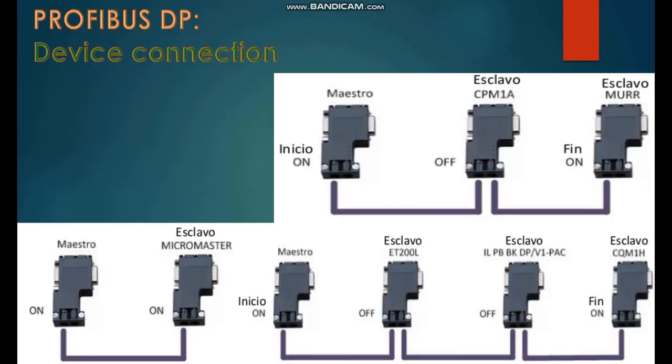Profibus DP connectors. Device connection. The bus terminating resistors must be on the connectors that initiate and terminate the communication loop, as illustrated in the following figure.